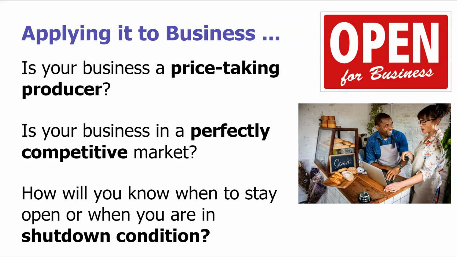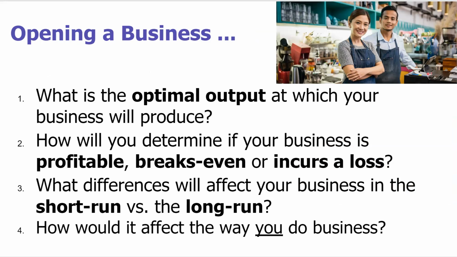So what are you going to do in a perfectly competitive market? Are you meeting your average variable costs? How will you know when you're in shutdown condition? And how do you know when you have your optimal output? How much should you be producing in order to maximize profits? How do you determine profitability or break-even status, or when you're incurring a loss? What's the difference between a short-run and long-run equilibrium in your market? And are you able to take advantage of those profits in the short run?